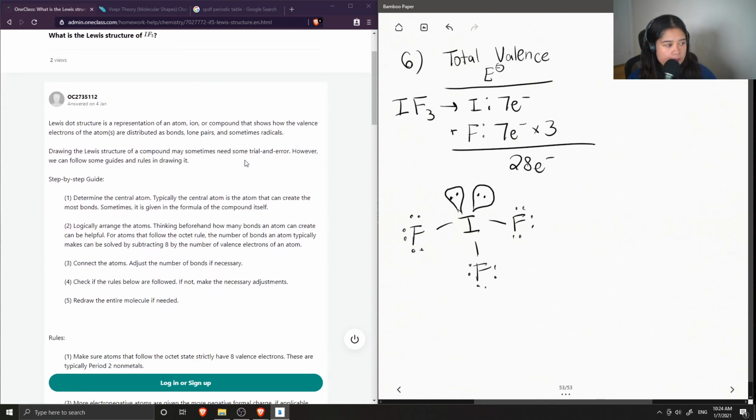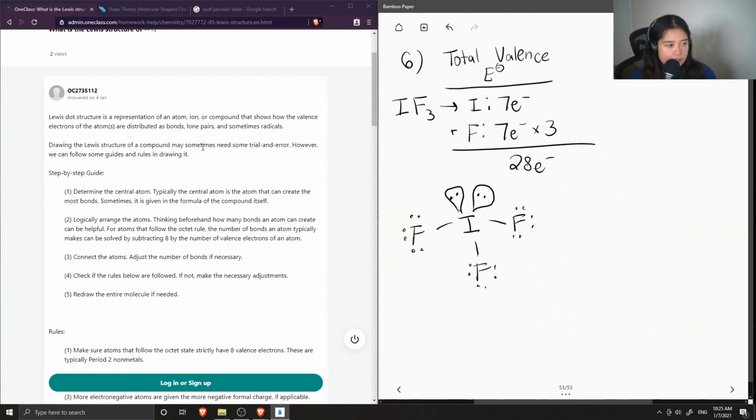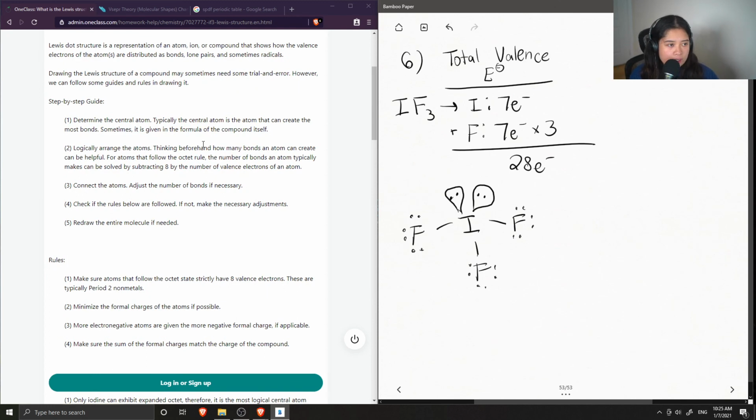Okay, so let's see what the junior tutor said. A Lewis dot structure is a representation of an atom, ion, or compound that shows how the valence electrons of the atoms are distributed as bonds, lone pairs, and sometimes radicals. Drawing the Lewis structure of a compound may sometimes need some trial and error, however, we can follow some guides and rules in drawing it.